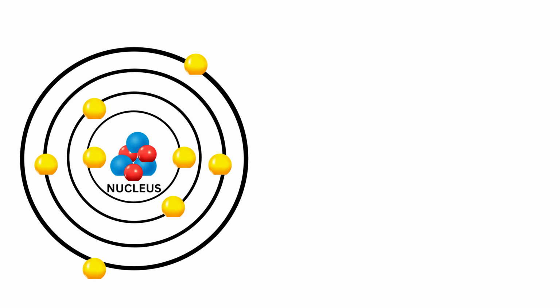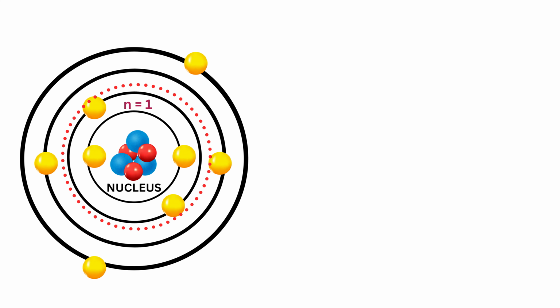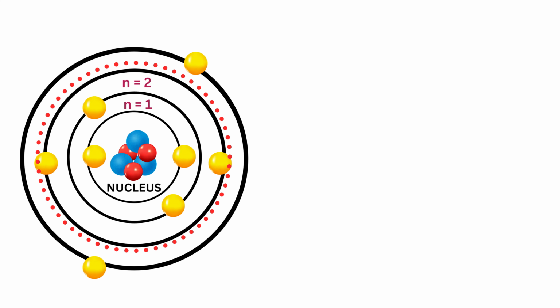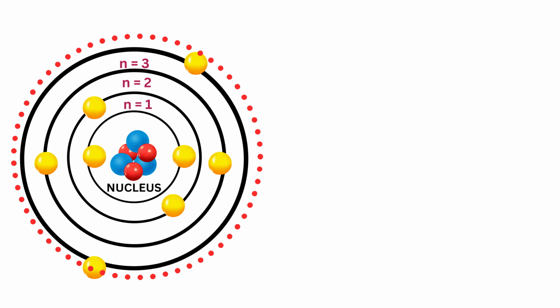For example, this is the first shell or energy level, so we write n is equal to 1. This is the second shell or energy level, so we write n is equal to 2. This is the third shell, we write n is equal to 3. This is the fourth shell, we write n is equal to 4.